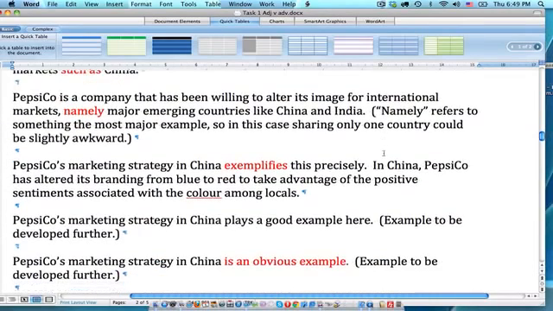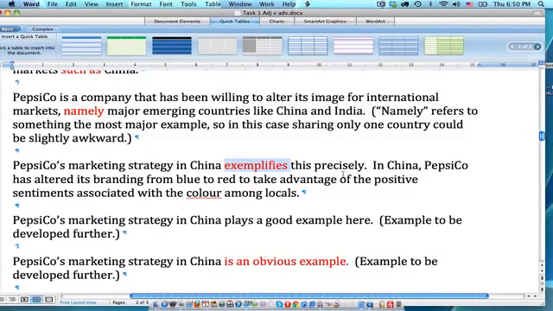PepsiCo's marketing strategy in China exemplifies this precisely. Okay, now you can use the verb exemplify to also share an example, but the only thing is that typically these sorts of sentences need to be continued in a subsequent sentence. In China, PepsiCo has altered its branding from blue to red to take advantage of the positive sentiments associated with the color among locals.